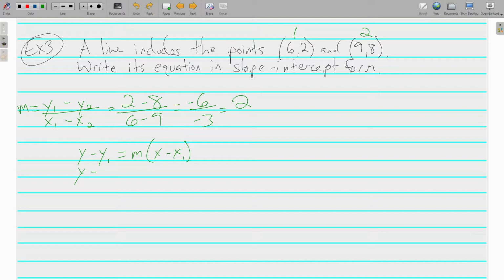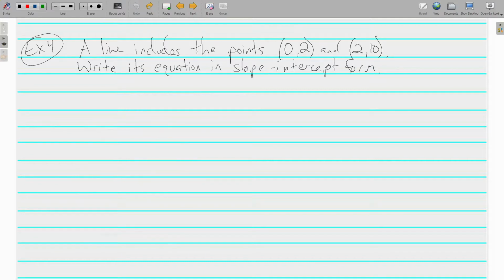Point 1, let's see, my y is 2, and we figured out the slope of my line is 2, and my x is 6. So that's going to give me y minus 2 is equal to 2x minus 12. And I'm going to add 2 to both sides. So my equation in slope-intercept form will be y is equal to 2x minus 10. Okay? We need slope-intercept form. Use what we know to get there.